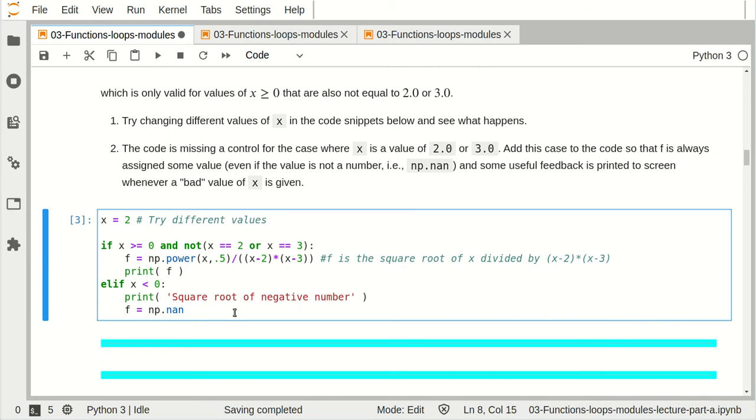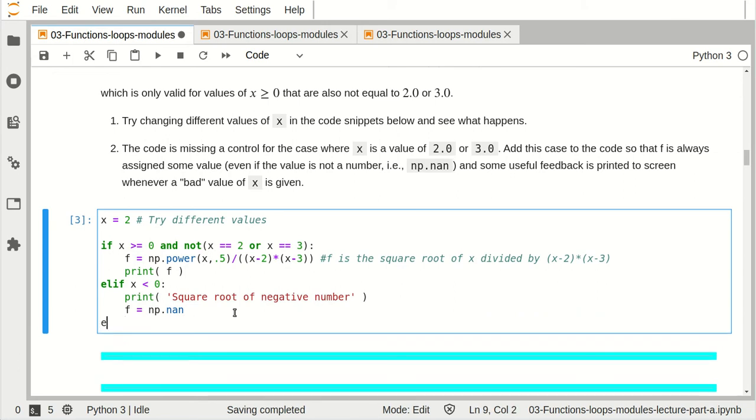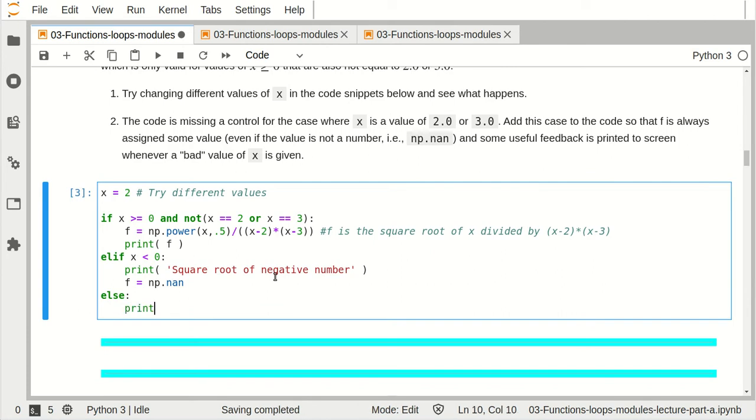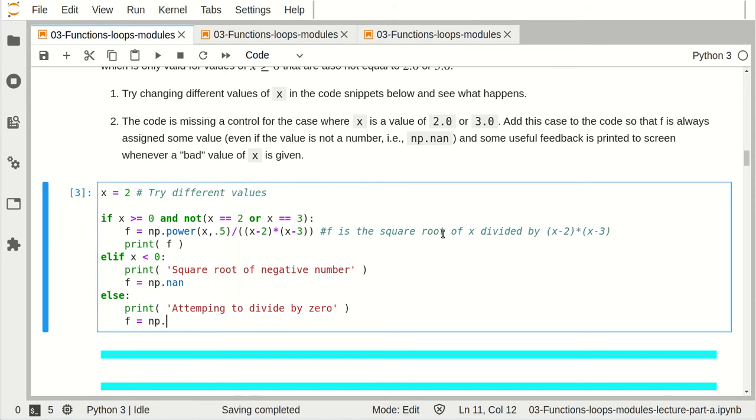So what you could do here is quite simply say else, because the only other thing that could happen, if this was not true, is either that x was less than 0 or one of these two values was true, meaning x was 2 or x equals 3. So I think the simplest way to tackle this is to say else and then print something useful to the screen, as the instructions say: attempting to divide by 0. And then f equals np.nan.